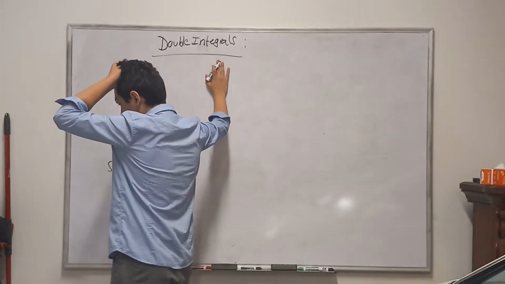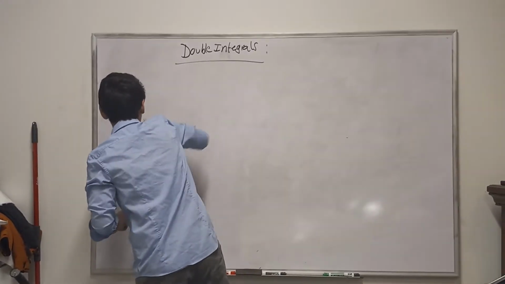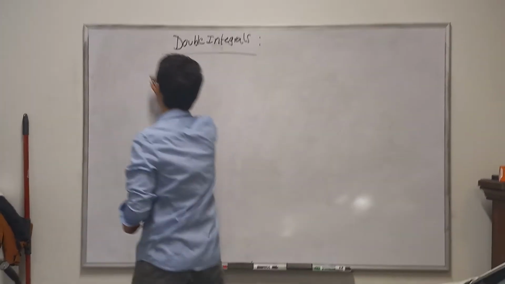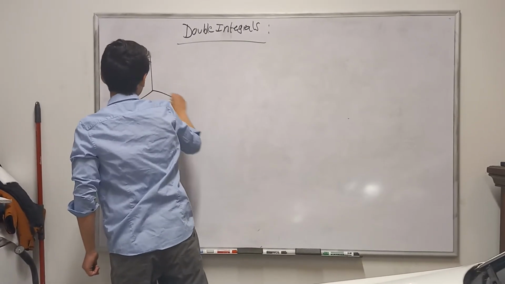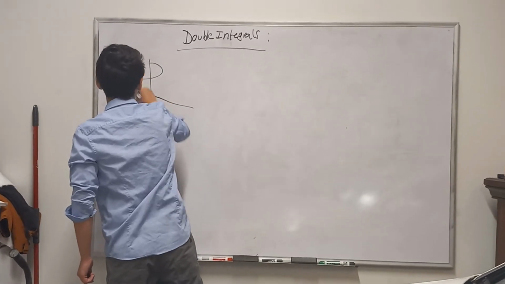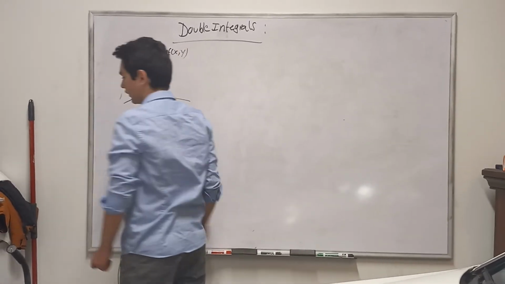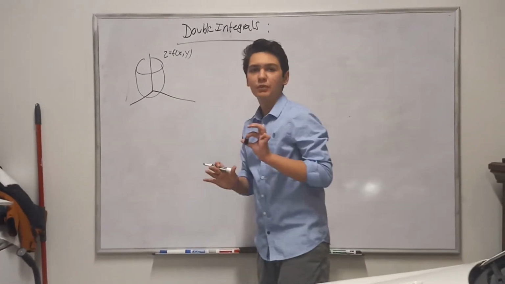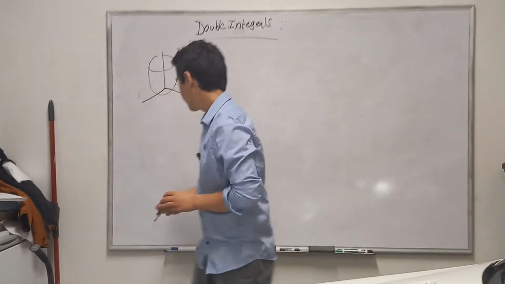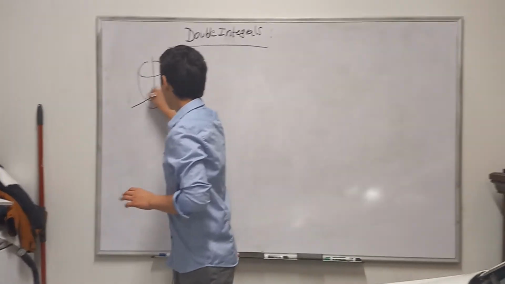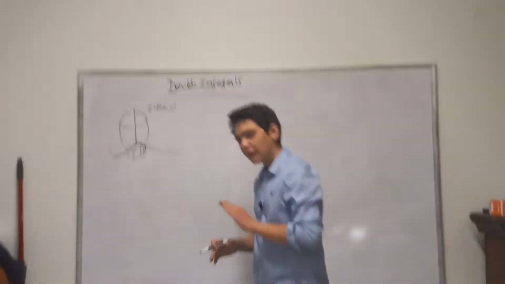So let's say, for example, we have a function z equals f of x, y. So let's have our graph here. Let's say it looks something like that. And this is just z equals f of x, y. Now, what is a double integral, you may be asking? Well, a single integral is the area under the curve. Now, a double integral is the region under this graph f of x, y. So that's what it is.